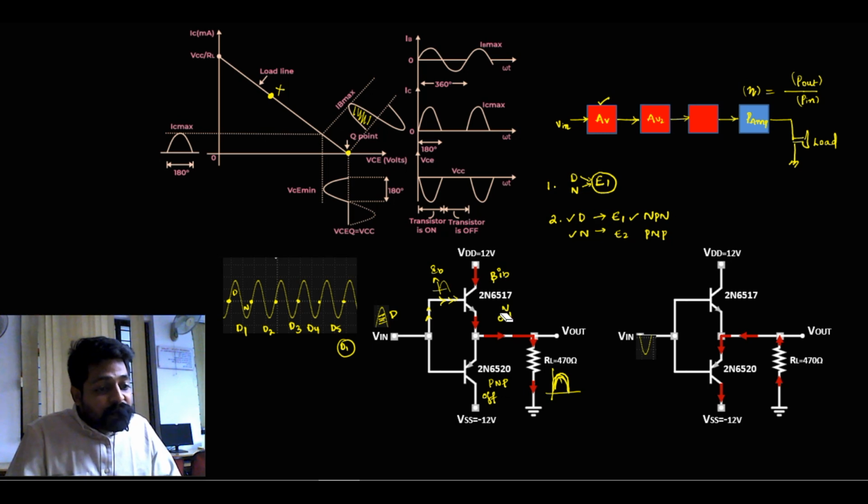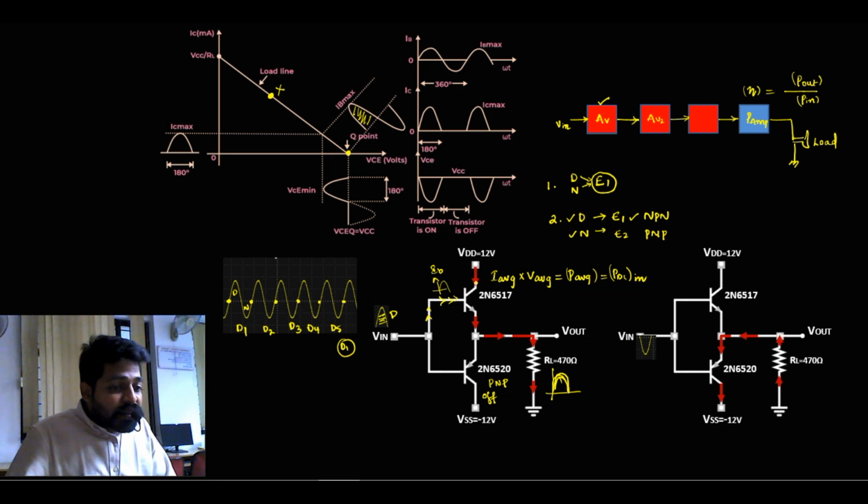Now we have to observe one thing. We have to calculate the efficiency for the first transistor. Whatever average current he will be taking, into the average voltage he will be taking, that will be considered as the average power, or DC power, PDC, that he will be taking as an input.